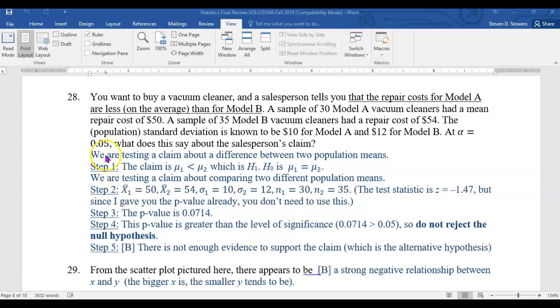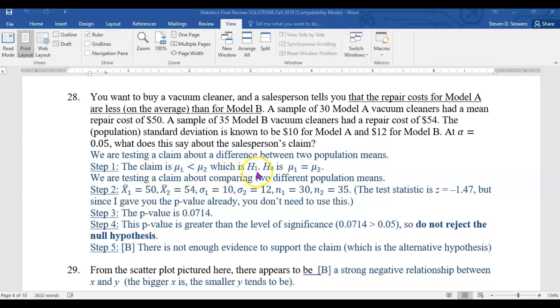Now that is greater than 0.05. The p-value here is greater than the level of significance. So when we have a big p-value, when it's bigger than the level of significance, that's when we say do not reject the null hypothesis. And then since we said do not, there is not, remember not goes with not, do not reject, so there is not enough evidence to, well, what was the claim?